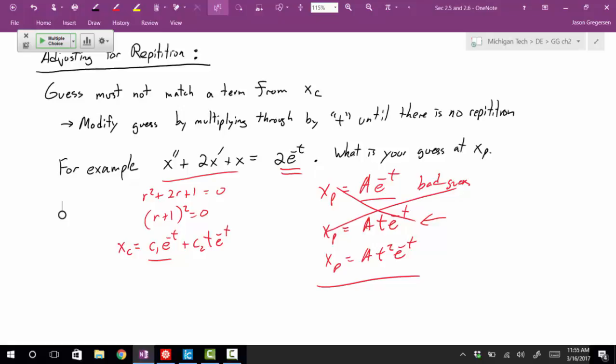Now, there are other problems we're going to run into as well about our guess. We're going to have to be a little creative with some of our guesses. So we're going to start class with that next time.